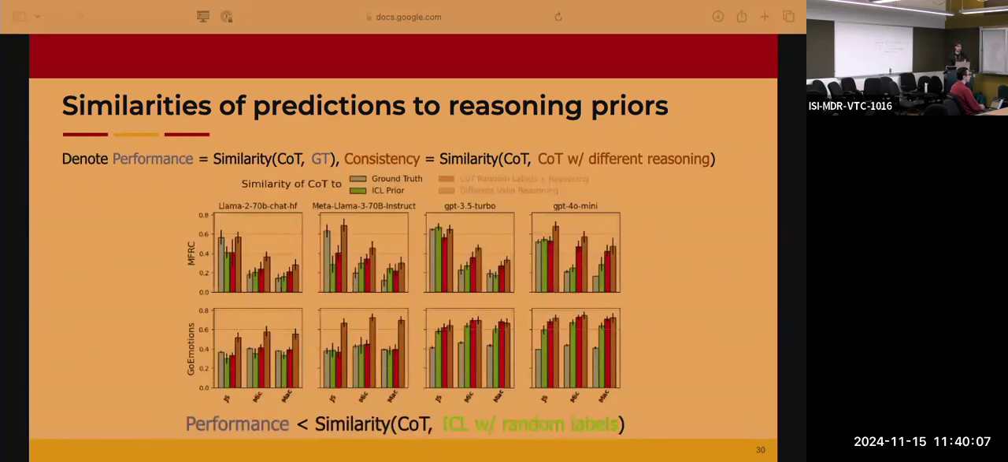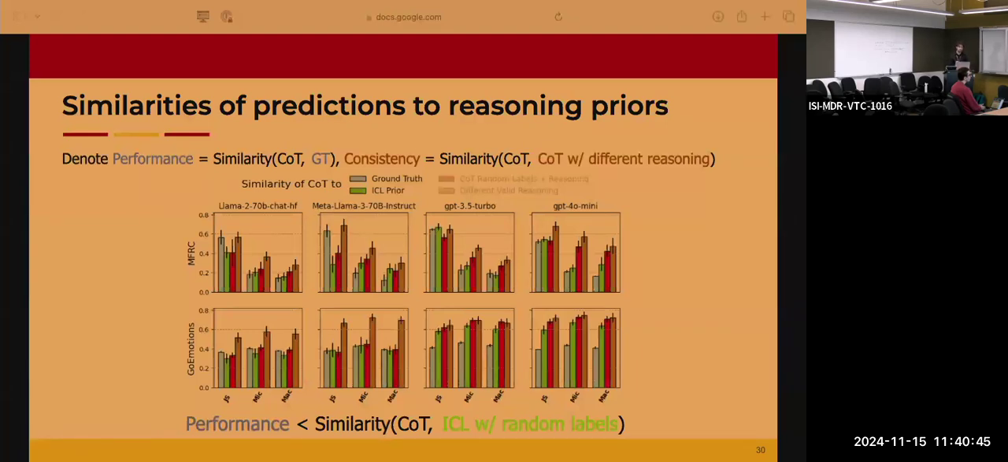So the first result I want you to look at is, again, in a similar setting to the results I was showing before, as we go from left to right. We have the metrics on the x-axis and the value of the metrics on the y-axis. You can see that as we go from smaller and less capable models on the left to more capable models on the right, performance starts to drop significantly lower compared to the similarity of the chain of thought predictions to the in-context learning prior. So you can see that the in-context learning prior actually has a large effect even on the chain of thought predictions of the model.